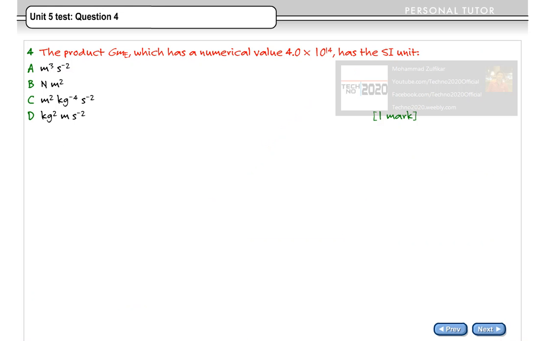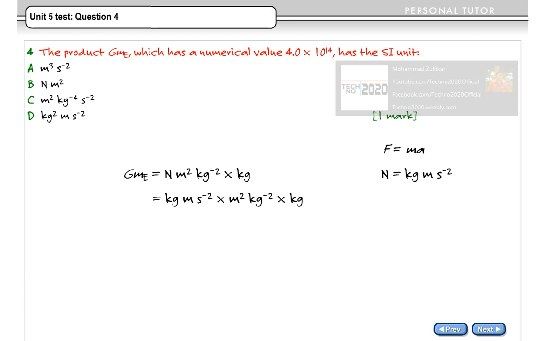The key to many questions involving units is that the Newton, N, is a name for kilogram meters per second squared. This is because force is mass multiplied by acceleration. In the datasheet, G has the units newtons meters squared per kilogram squared. Substituting units in the expression G multiplied by M_E, we get this relationship. And substituting again for newtons gives us another relationship that we can simplify to get the answer meters cubed per second squared. So the answer is A.